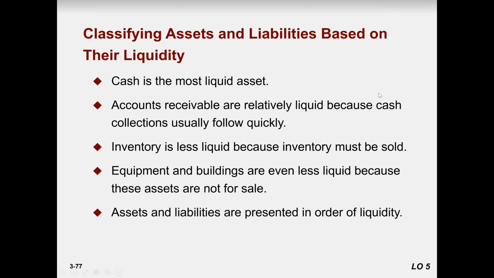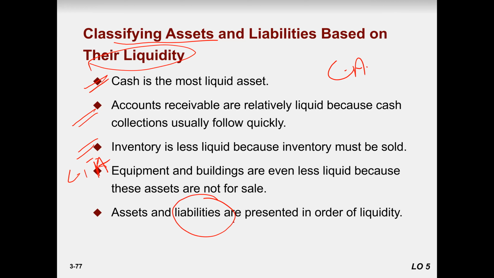Okay, now this we already studied about the liquidity. Liquidity means ability to convert into cash. So when you are writing down the balance sheet, first write down the liquid assets. Liquid assets are current assets, and the most liquid asset among them is cash. And after that, account receivable. The third category is inventory, and then long-term assets. You write down. Right? Similarly, liabilities are also presented in order of liquidity.